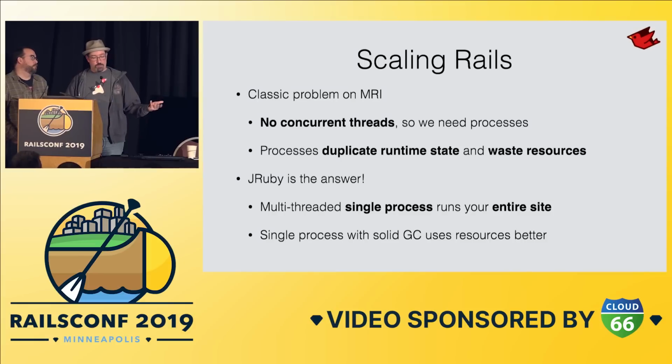So we believe, of course, JRuby is the answer to this. We can run a single JRuby instance with multiple threads, and it's your entire site. And in fact, you can run two if you want some failover on a second process. We're still going to use less memory and still saturate the entire system. Single process with awesome garbage collectors, awesome JIT, it's just going to use resources better once you get to a certain scale. I'm not saying one CRuby instance won't definitely be smaller, but once you get to 4 or 5, we win pretty clearly.